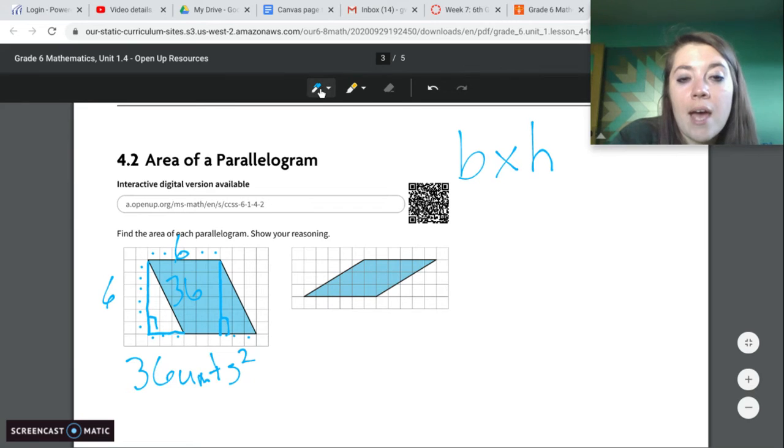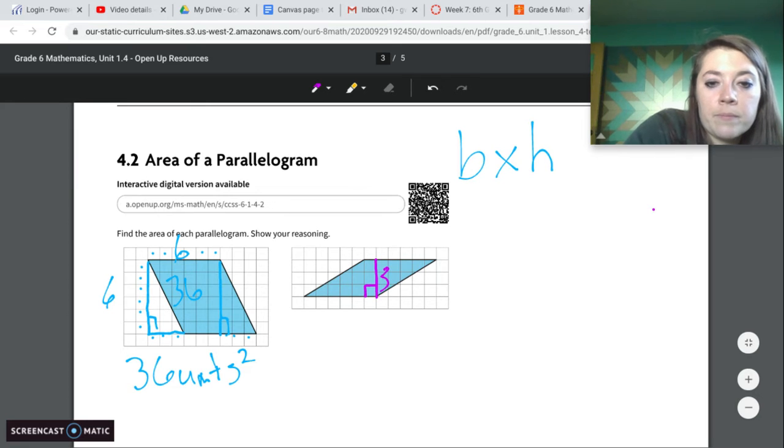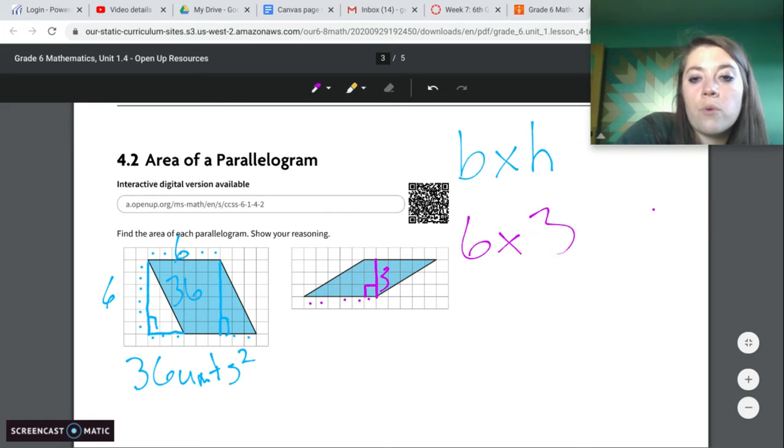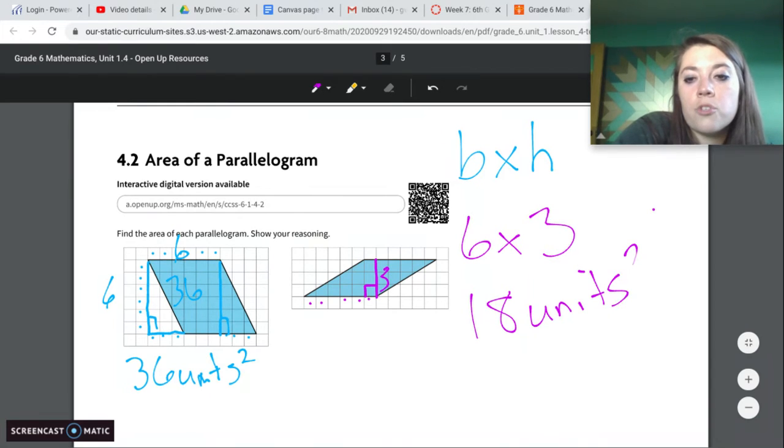So if we use that in this next one, change the color, here is our perpendicular height because it forms that right angle. So our height is 1, 2, 3. And our base is 1, 2, 3, 4, 5, 6. So it'd be 6 times 3, which is 18 units squared.